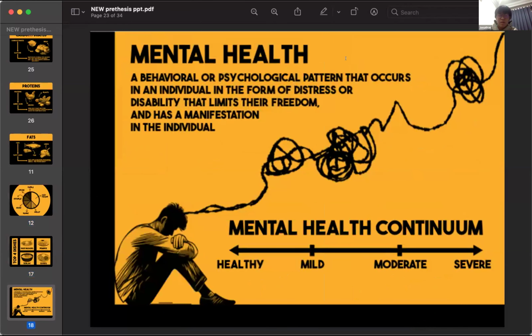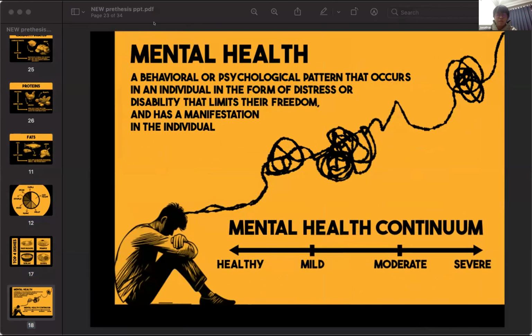So, mental health. Mental health can be defined as a behavioral or psychological pattern that occurs in an individual in the form of distress or disability that limits their freedom and has a manifestation in the individual. Even though it's not physical, it's more mental. There's a continuum, which is a scale from healthy, mild, moderate to severe. Healthy is for those with no symptoms, mild is those with 1 or 2 symptoms, moderate with 3 to 5 symptoms, and severe with maybe all of the symptoms.